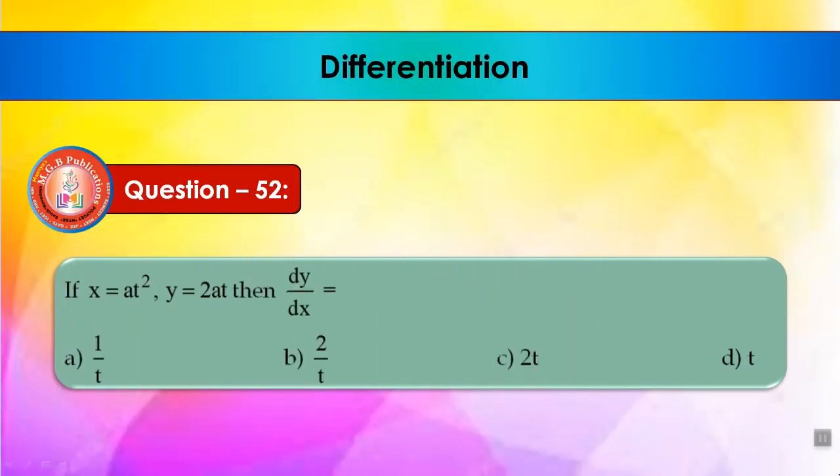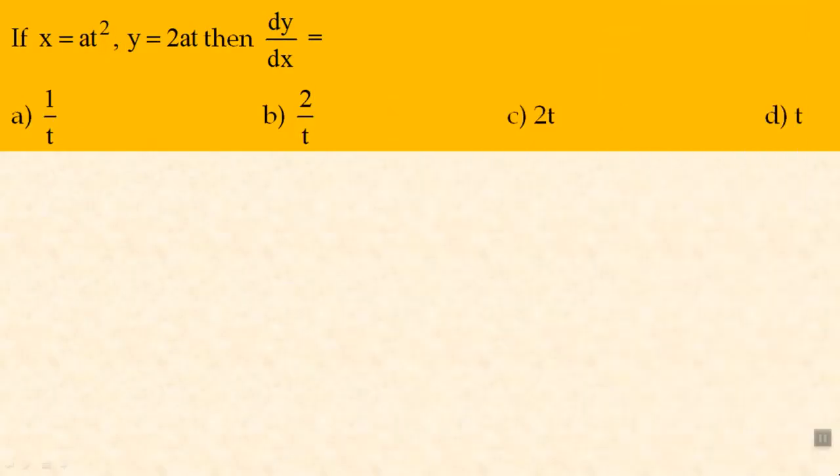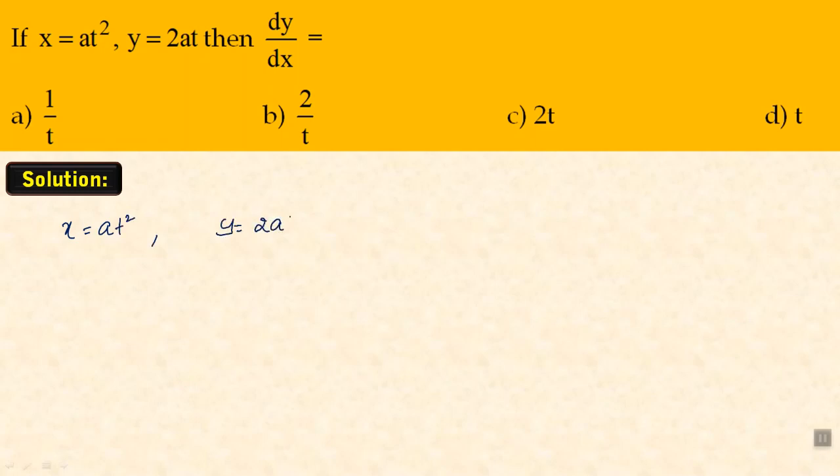Dear students, see the question number 52. Read the question and write it. The question is, if x is equal to a into t square, y is equal to 2at, then dy by dx is equal to. Options are 1 by t, 2 by t, 2t, t. Let us find this. Given x is equal to a into t square, y is equal to 2at.